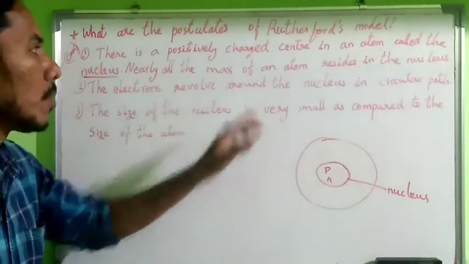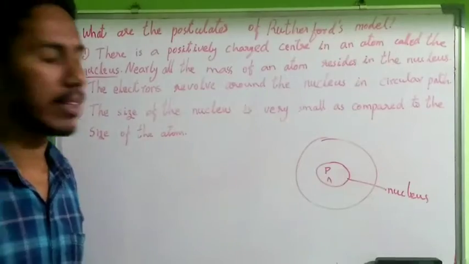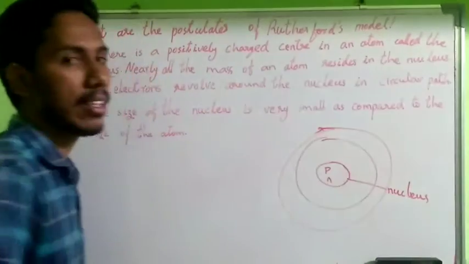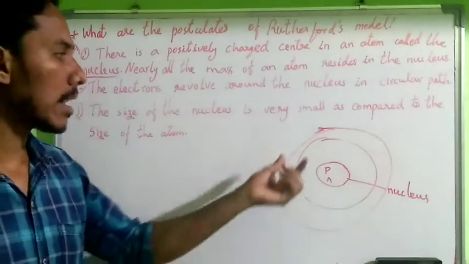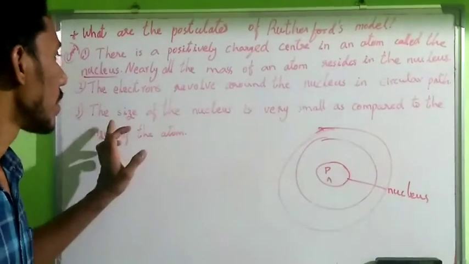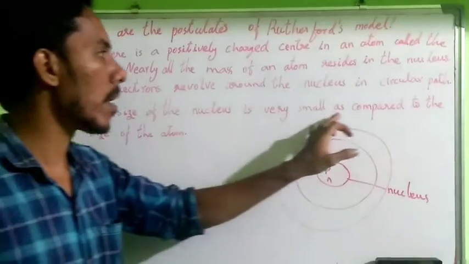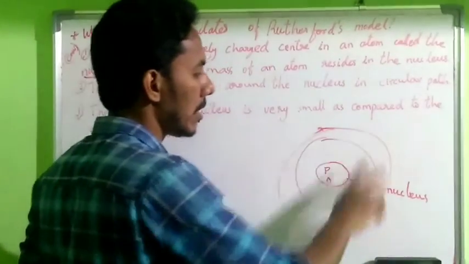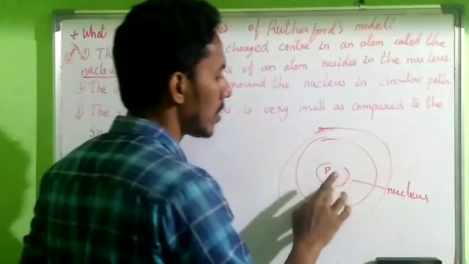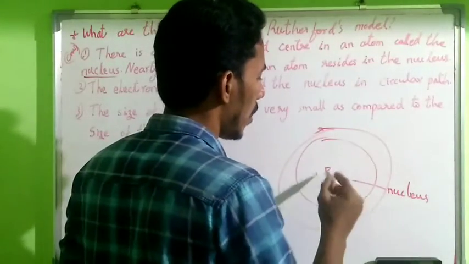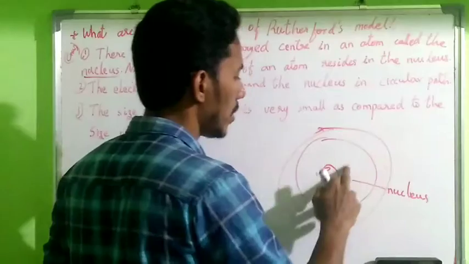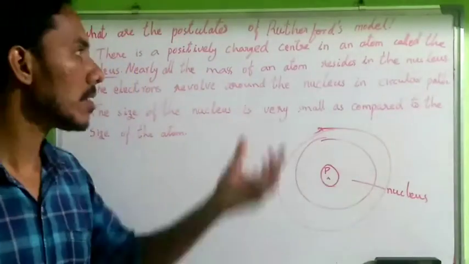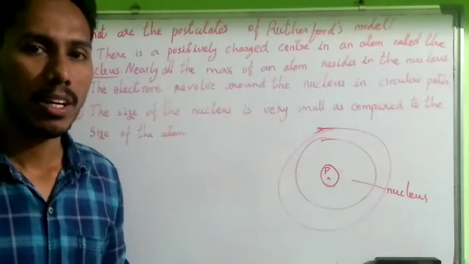The electrons revolve around the nucleus in a circular path. The electrons are revolving around the nucleus in a circular path. These are explained by Rutherford. Then the size of the nucleus is very small as compared to that of the atom. As compared to the size of the atom, the size of the nucleus is very small. These are the postulates made by Rutherford.